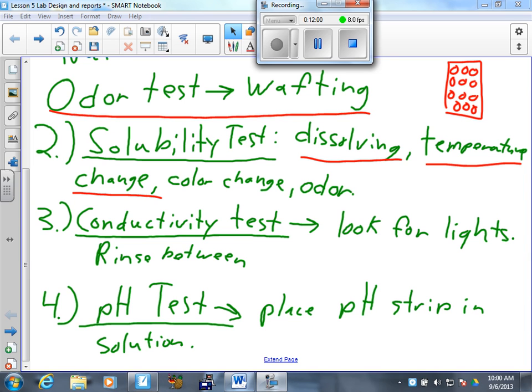So you will actually be given a small wash bottle. Okay, and it's filled with distilled water, and you just spray it off in between tests. You don't need to dry it, just spray it off with distilled water between tests.